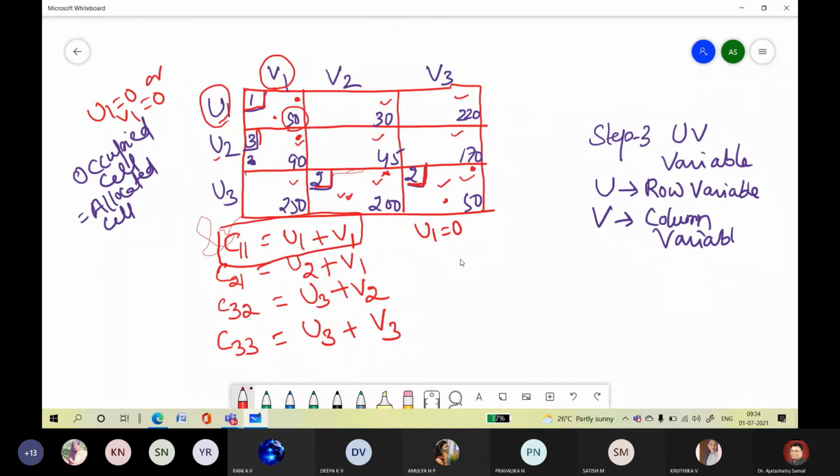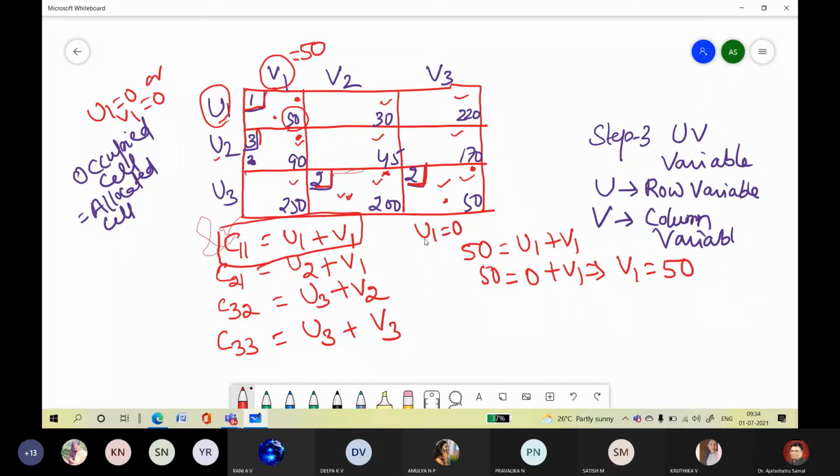So C11 is how much? 50. Correct? C11 equals U1 plus V1. Okay, assumption U1 is 0. So 0 plus V1 equals 50. So how much will V1 be? V1 equal to 50. Correct? So I can write here, V1 equal to 50.